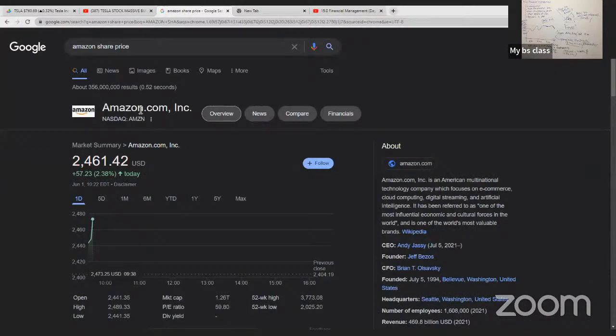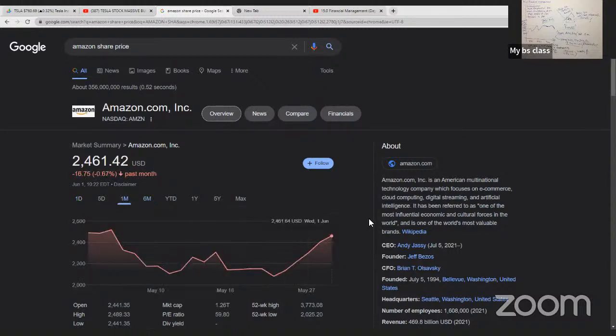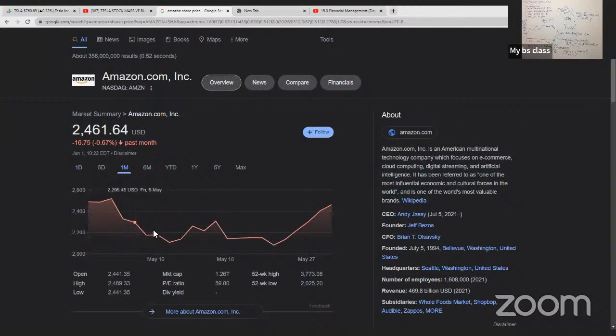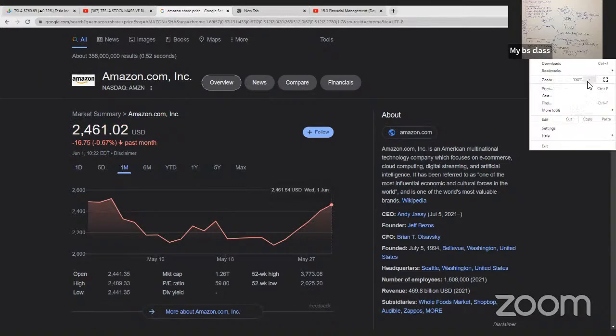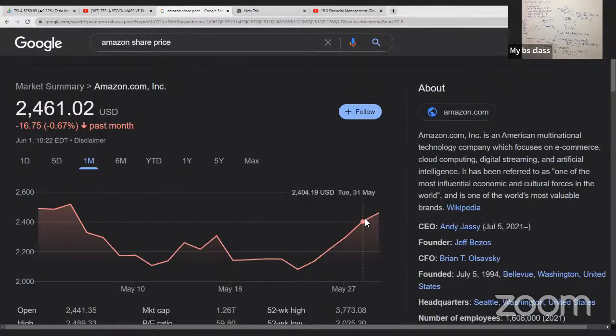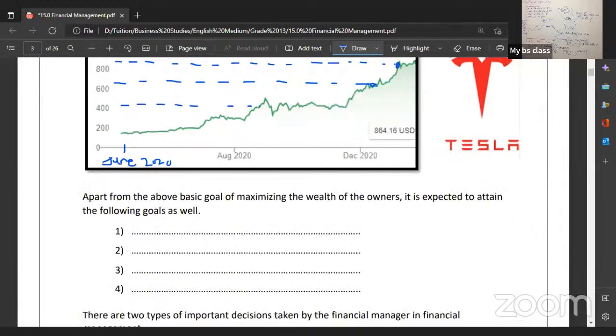So this is Amazon, right? Imagine Amazon's one share is $2,461 per share, which is close to 1 million. If you think about a one-month time, from April 27th, you can see how it has increased. Now on May 27th it's $2,461 per share. Likewise, when the number of shares remains the same and the share price increases, your net value increases. So that's one of the reasons we say financial management is important. That is one of the key main reasons, but apart from that, we do have other reasons as well.